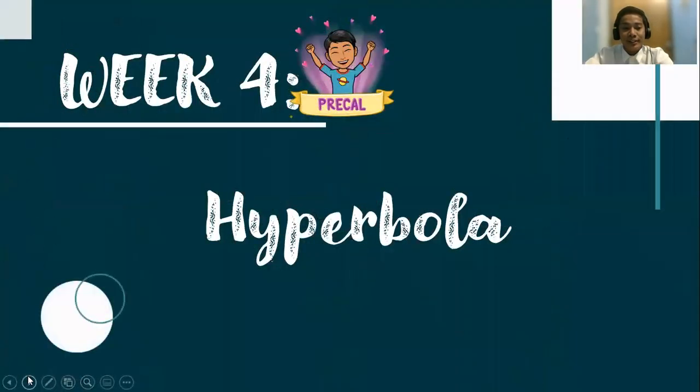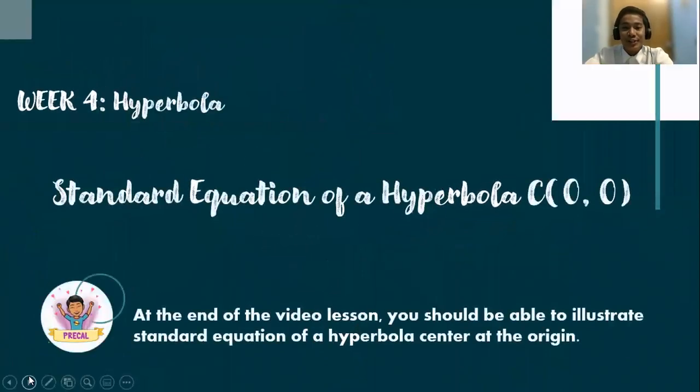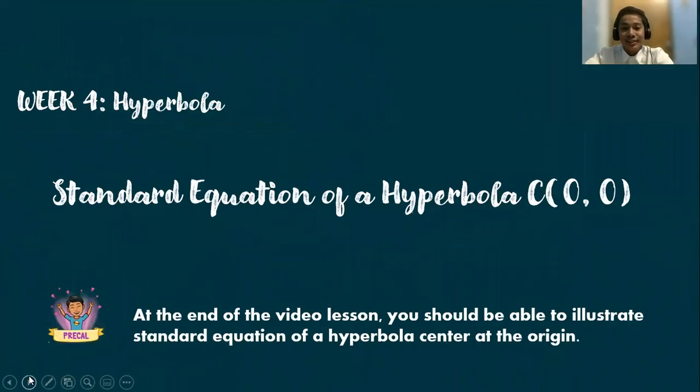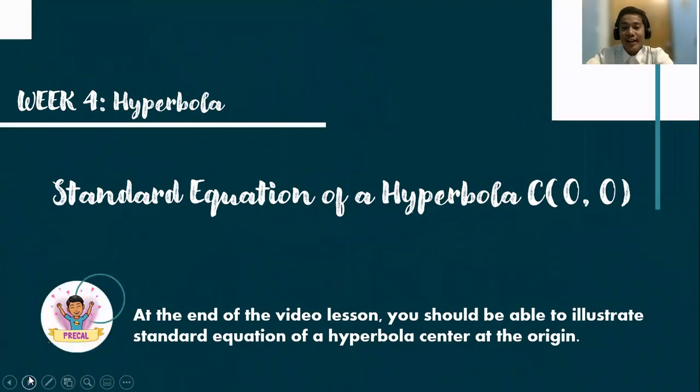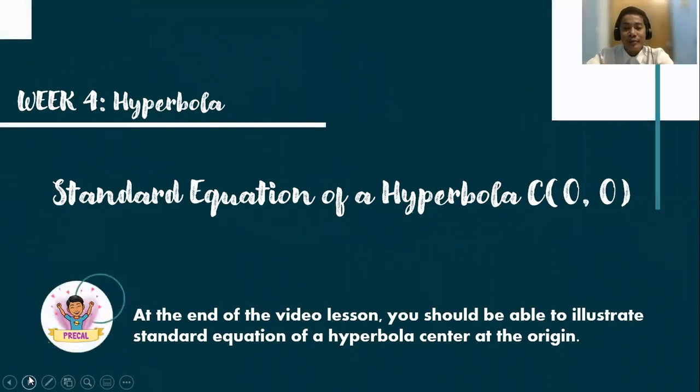We are still on week number 4, which talks about the hyperbola. And for this video lesson, we will talk about the standard equation of a hyperbola centered at the origin. At the end of this video lesson, you should be able to illustrate the standard equation of a hyperbola centered at (0, 0).